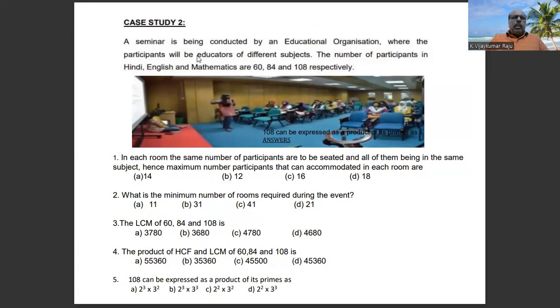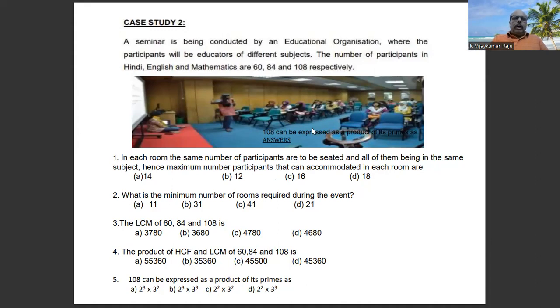In case study 2, a seminar is being conducted by an educational organization where the participants will be educators in different subjects. The number of participants in Hindi, English, and mathematics are 60, 84, and 108 respectively. That means number of participants in Hindi is 60, in English is 84, in mathematics is 108. Okay, so this is a seminar for one subject. So the first question is, in each room the number of participants are to be seated and all of them be in the same subject. Hence, maximum number of participants that can be accommodated in each room are.